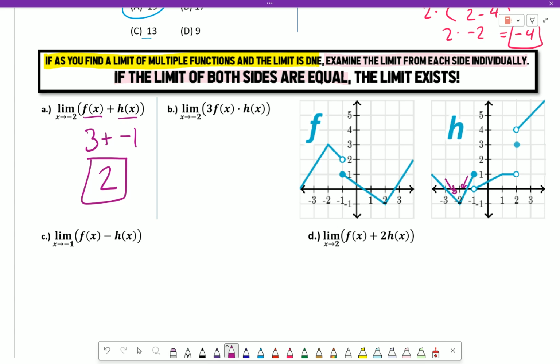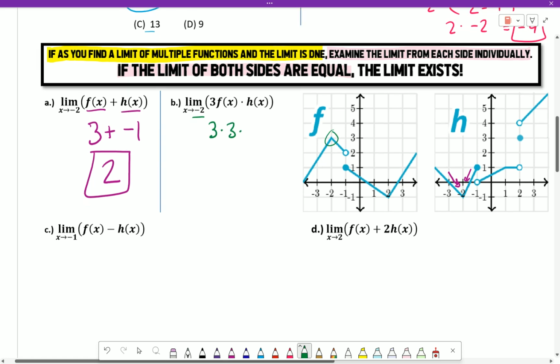Get an answer and show it to me. Again, nothing super fancy. We're finding the limit at negative 2. So it's 3. F at negative 2. Oh, that's still 3. H at negative 2. Oh, that's still negative 1. 3 times negative 1, negative 3.